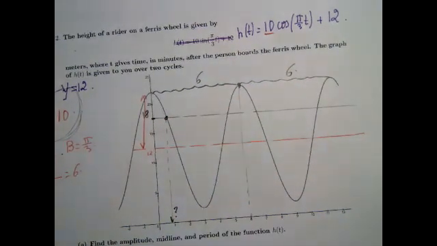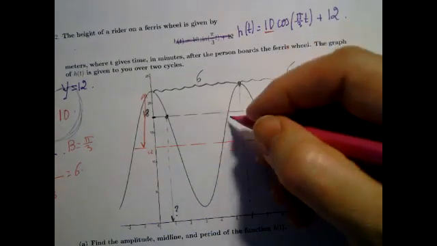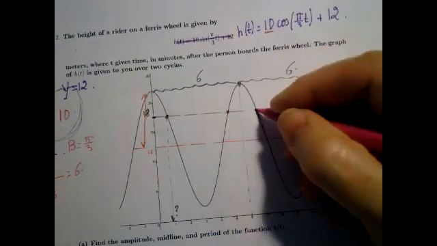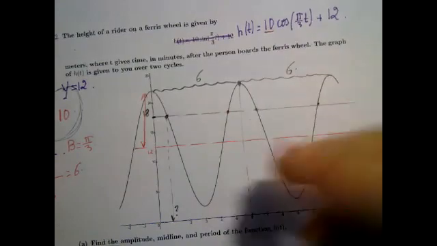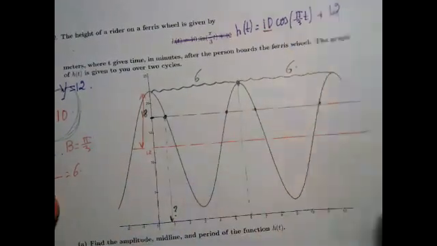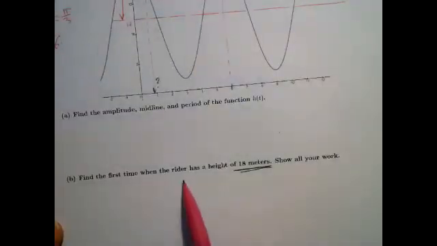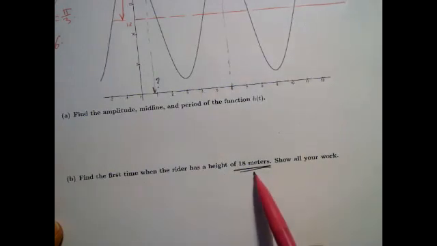The first time the height is 18. And then we're going to find the second time, the third and the fourth, but those will be easy. I want the first time. So find the first time when the rider has a height of 18 meters.